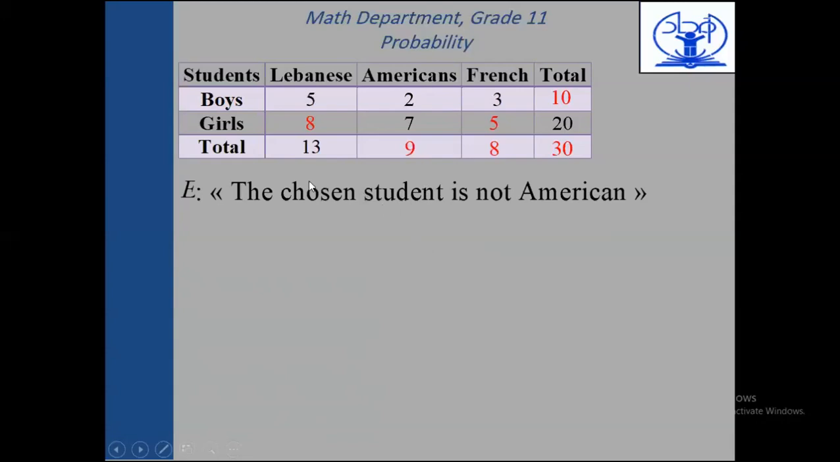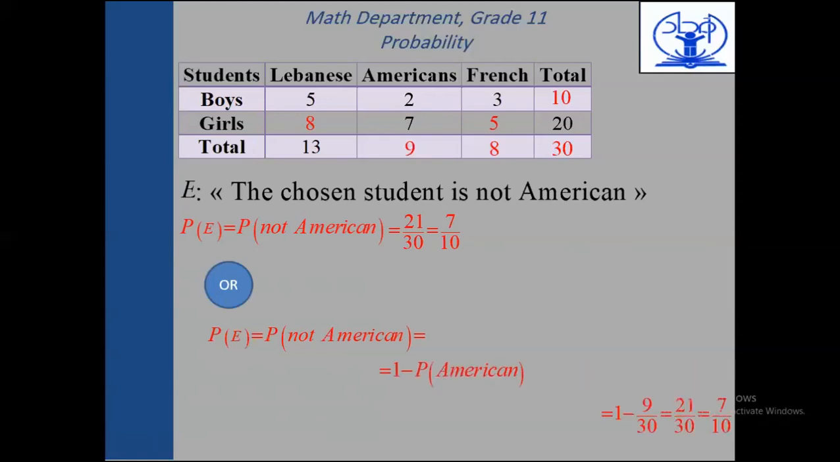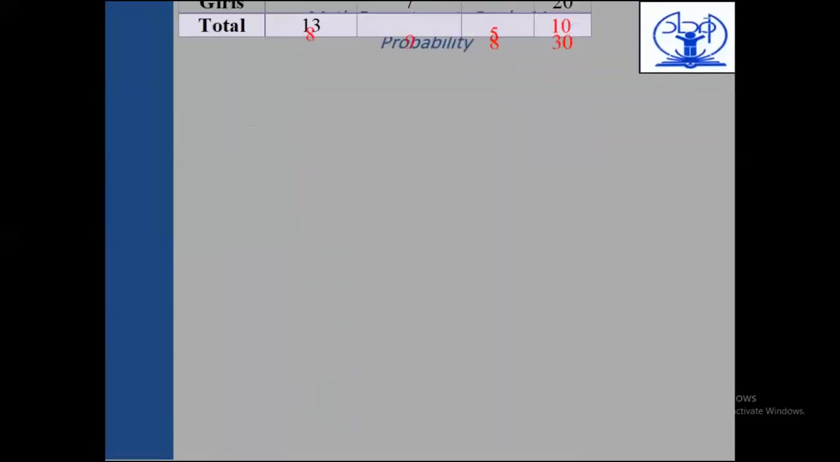So you count all the Lebanese plus all the French. So the probability of E, the probability of being not American, and these are 21 students. Or you can do it as the probability of not American, 1 minus the probability of being American, 1 minus 9 over 30, and that's 7 over 10.